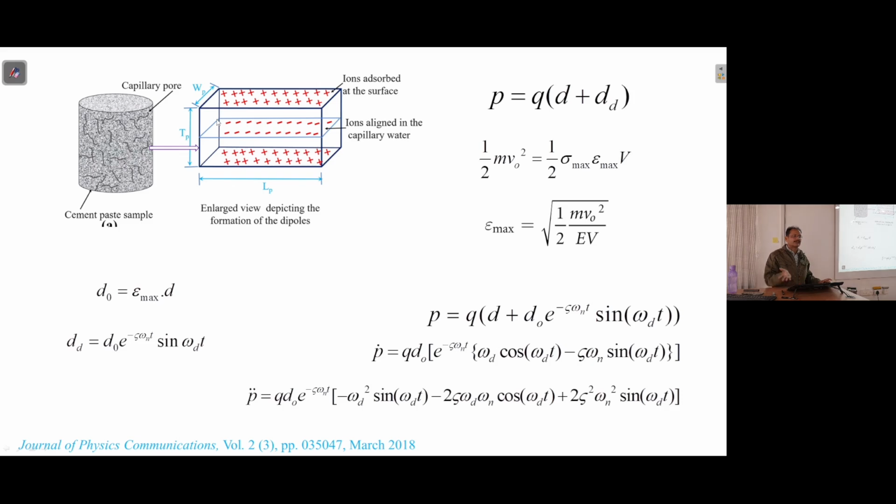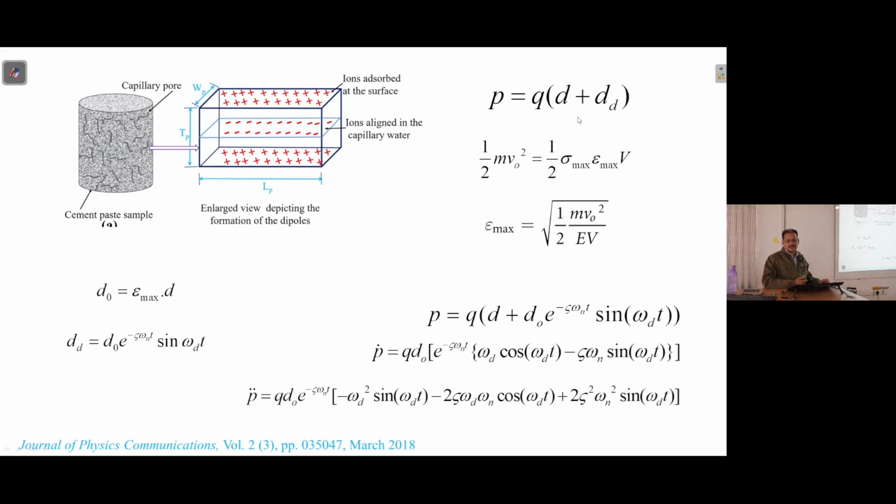Strain is dimensionless, so you just apply it to these dimensions and then you get how much the separation distance of the dipoles in the capillary pores will get reduced. So with that consideration, we expressed this variation in the separation distance in this form. Some of you might recognize this is the usual expression for a damped vibration response, right? So we used from literature the value of damping which is prevalent for this material, and using that we considered this kind of variation.